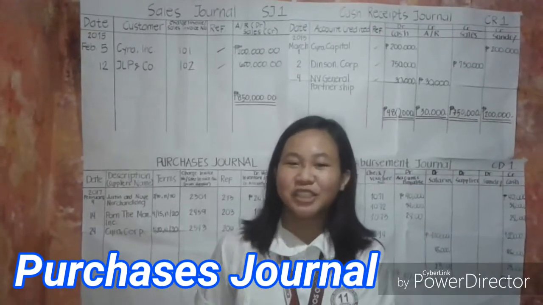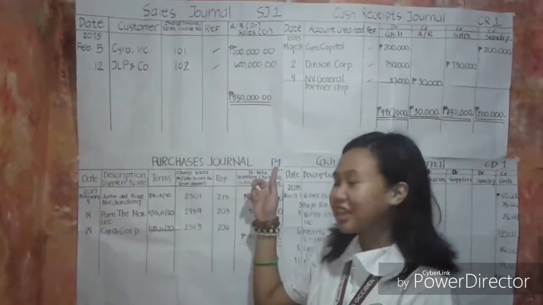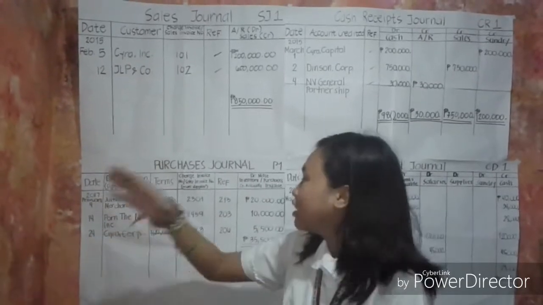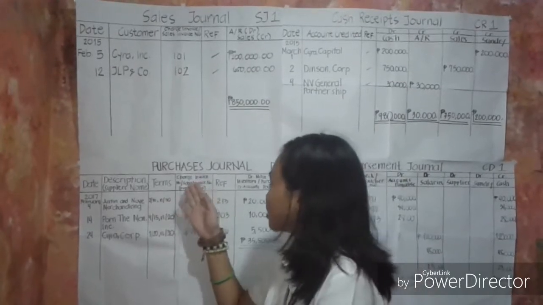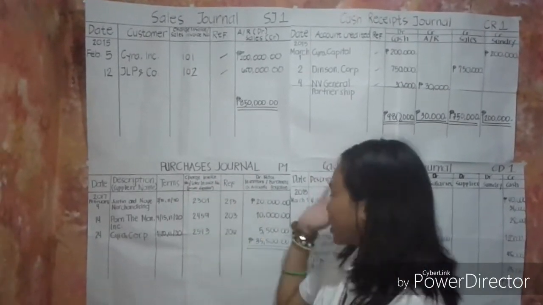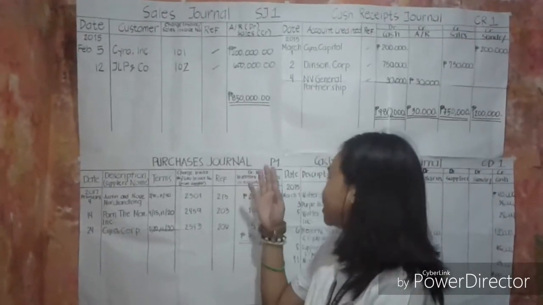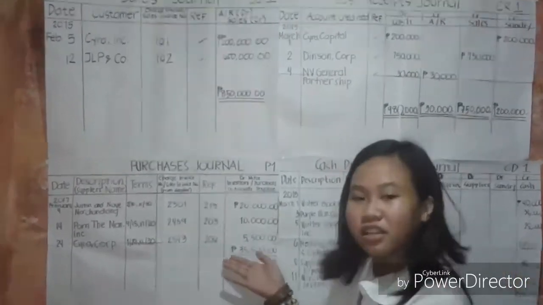Another type of special journal is the purchases journal. Purchases journal is used in journalizing all purchases of merchandise on account. This is an example of a purchases journal. Just like the other journal, this P1 indicates the purchases journal number. Then in the first column, date, then description or the supplier's name, then the terms, the charge invoice number or sales invoice number, then the reference based on the chart of accounts, then the last columns, the debit or the merchandise inventory, and the credit, the accounts payable, then total, and then double rule.